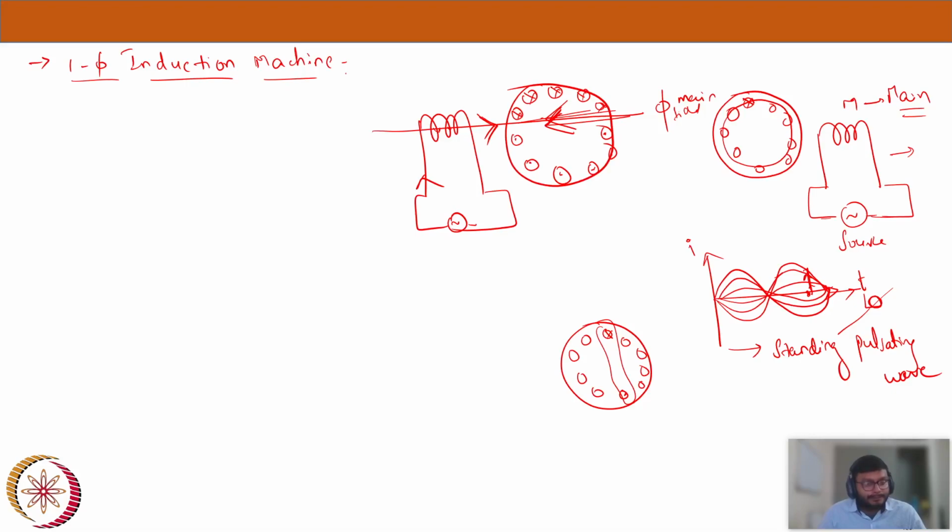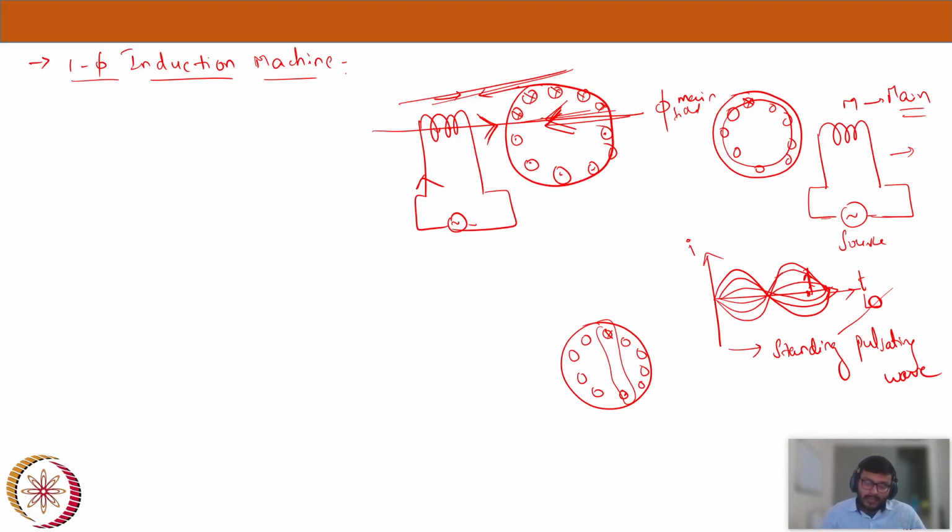Because to produce a torque, we know the two forces must be at some angle. If it is 90 degrees, we will have maximum torque, but they should be at some angle to each other so that rotating torque will be produced. But if we see here, both the fields are acting along the same direction. The stator field is in this direction, the rotor field is in this direction, and the axis is the same. So there can't be any torque produced in this case.